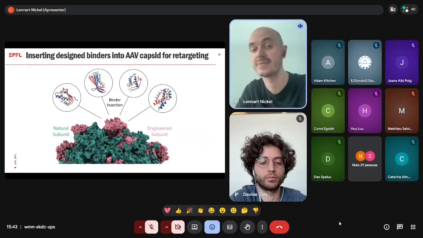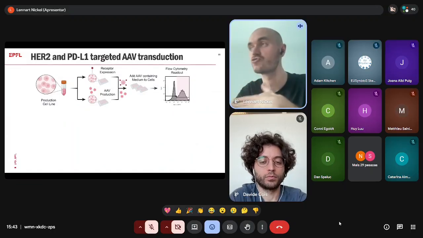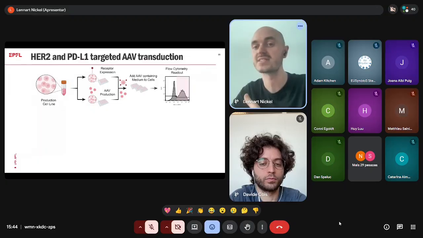Now we can plug them into our AAV, and to round up this walkthrough through the project, I just want to give you a small outlook on what we have been doing in the wet lab with it. We expressed these AAVs with the binders in there and tried them on different cell lines that expressed the receptor of choice that we want to target and an off-target receptor. And the AAVs contain a GFP genome, so if they go into a cell, they would over time express GFP.